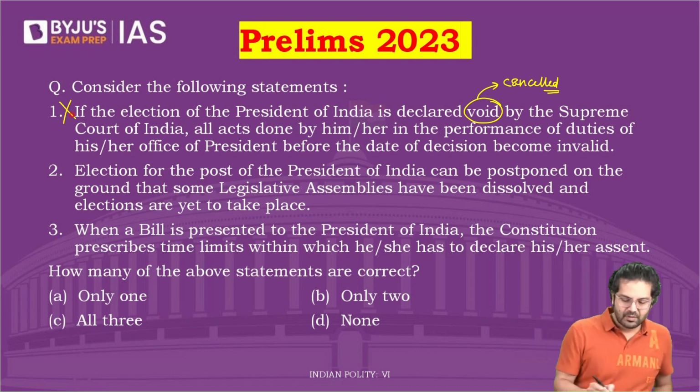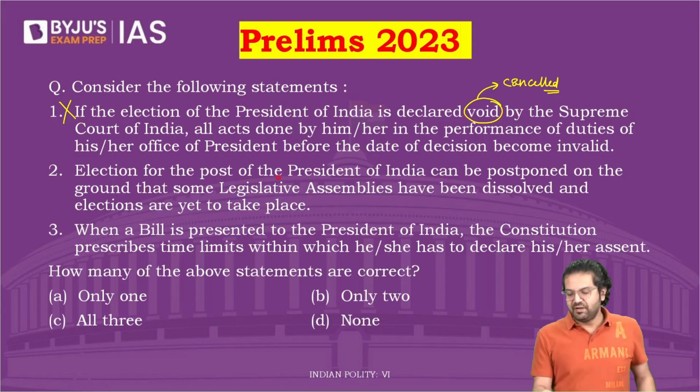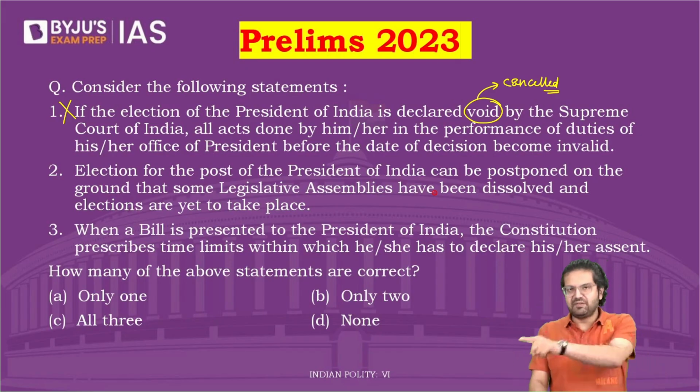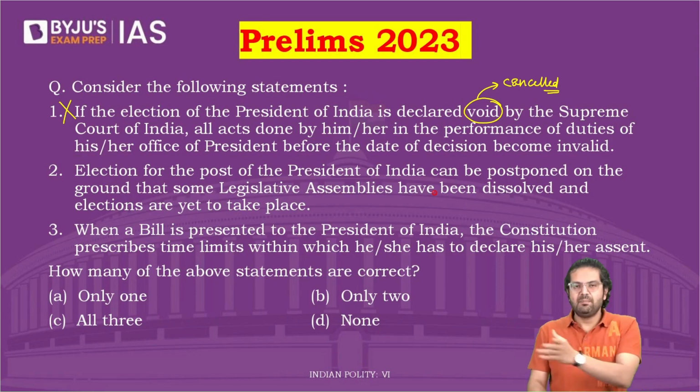Wrong. Election for the post of President of India can be postponed on the ground that some assemblies have been dissolved. I explained this that no, just because your state MLAs are not there, we can't postpone the election. Nonsense. Elections take place on their fixed time. If your MLAs are not there, that's your personal problem. Some MPs have died, personal problem. We can't postpone the election.